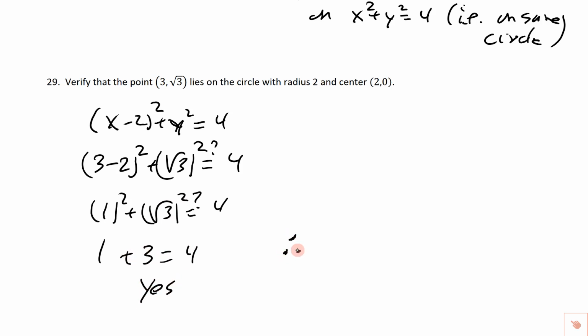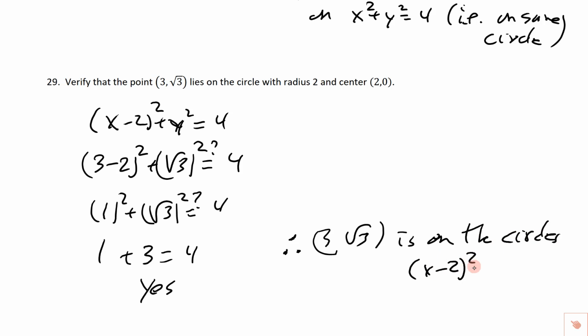So therefore, 3 radical 3 comma radical 3 is on the circle. And if we wanted to be more specific and show off, we could say it's on this circle because you told us what the formula would have to be based off the center and the radius.